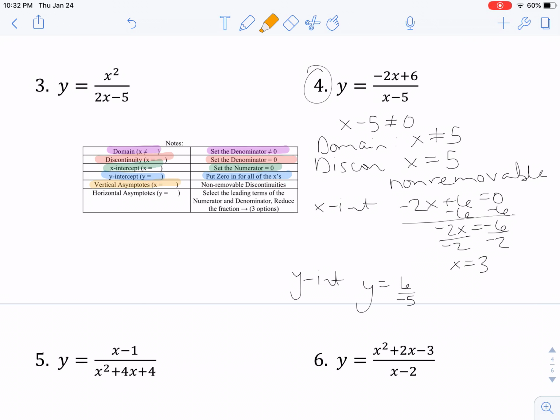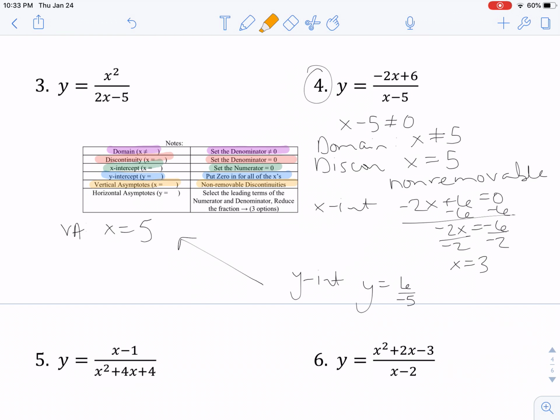Two more. Vertical asymptotes. The vertical asymptotes are those vertical lines that my graph never touches, and we find them by just renaming any non-removable discontinuities. So I'm going to move my list over here. Vertical asymptotes are the non-removable discontinuities. Well, we have one of those. It's x equals 5. Sometimes there'll be 2, or sometimes there'll be none.